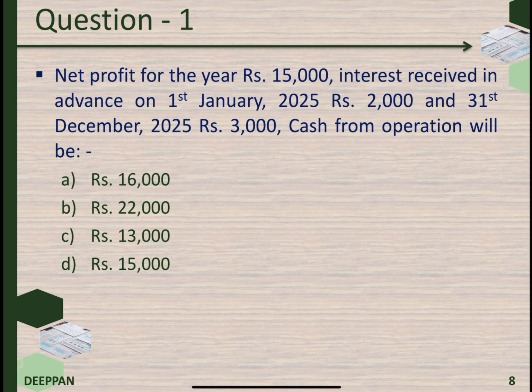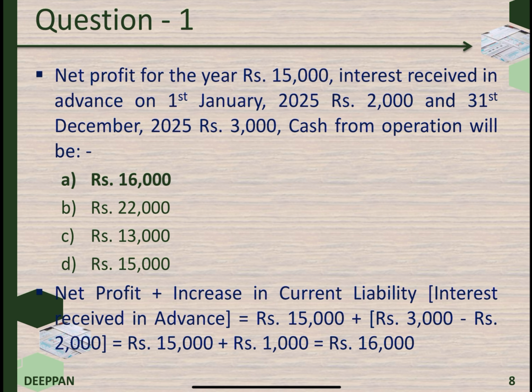Cash flow statement. Net profit for the year rupees 15,000. Interest received in advance on 1st January 2025 rupees 2,000 and 31st December 2025 is rupees 3,000. Cash from operation will be rupees 60,000. Net profit plus increase in current liability. Here interest received in advance is a current liability. So net profit plus increase in current liability.